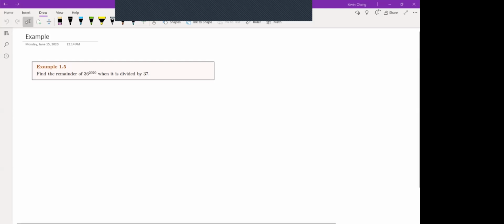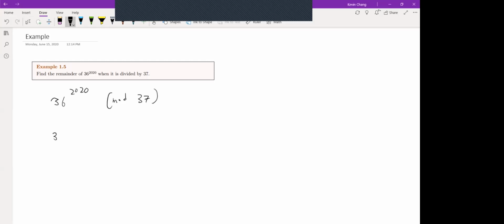Okay, so let's approach the problem. If you've never seen mods before, it might be kind of daunting to see how mods could be used to compute 36 to the 2020 mod 37. But really what we want to do here is find what 36 is in mod 37.